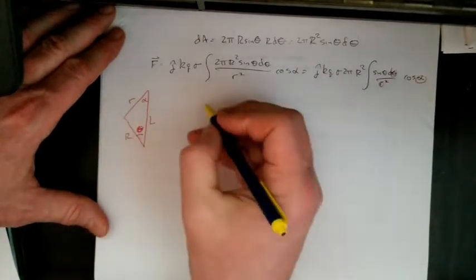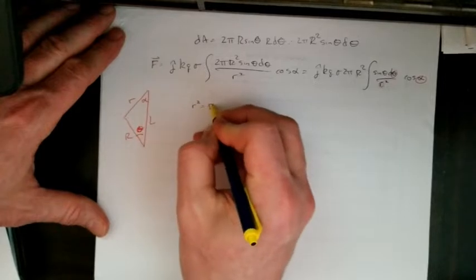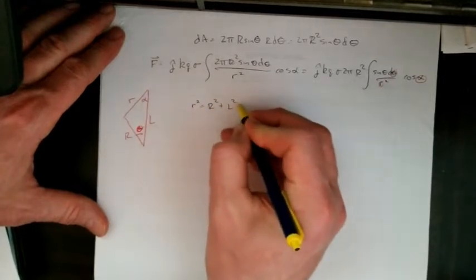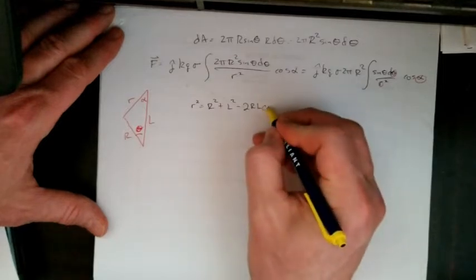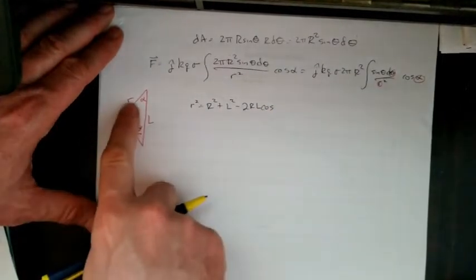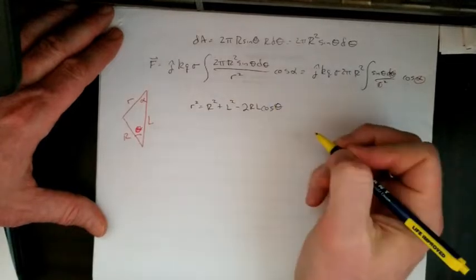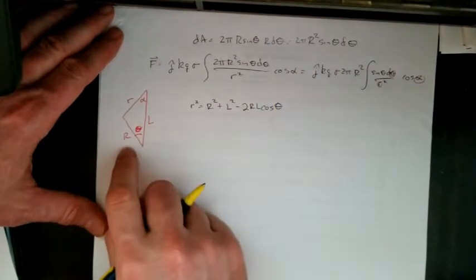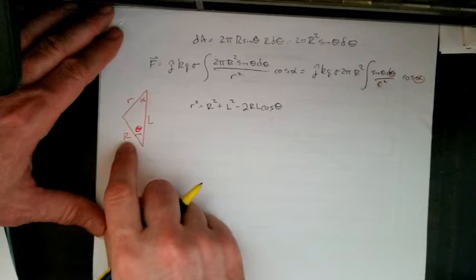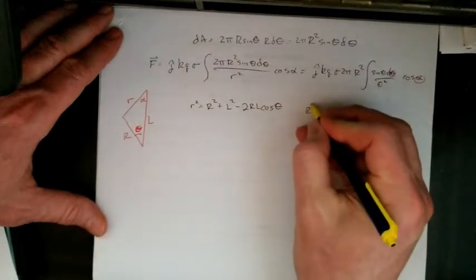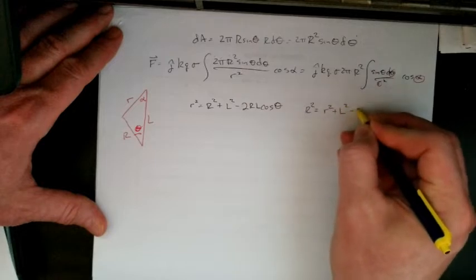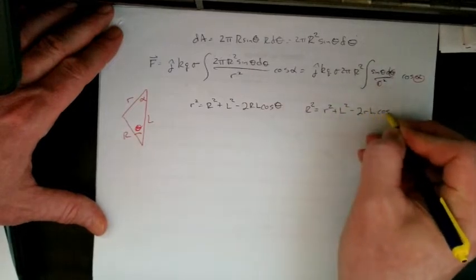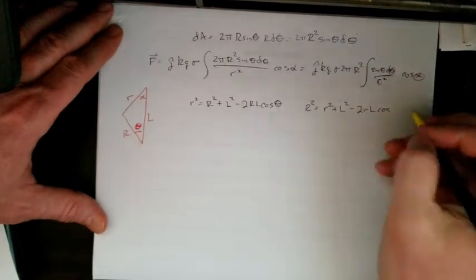I'm going to use it twice. One, I'm going to solve for little r squared. So little r squared is equal to big R squared plus L squared minus 2 big R L times the cosine of whatever's opposite little r, which is theta. And I'm now going to do one in terms of big R here. So big R squared equals little r squared plus L squared minus 2 little r L, cosine of whatever's opposite big R, which is alpha.